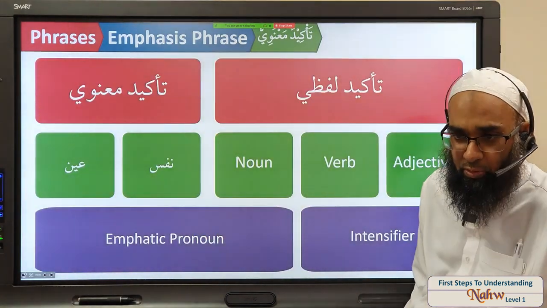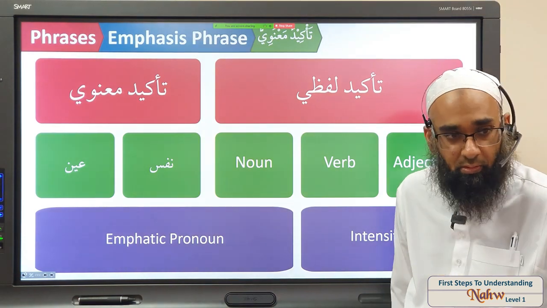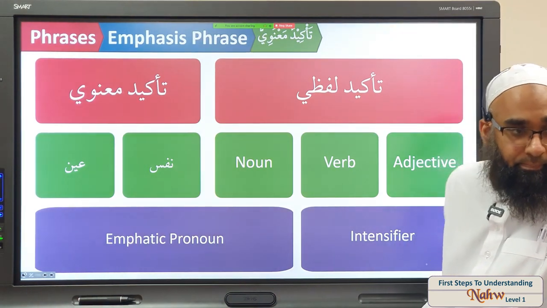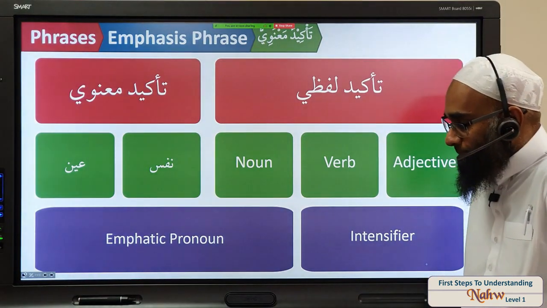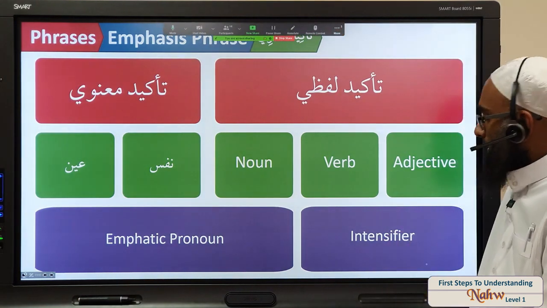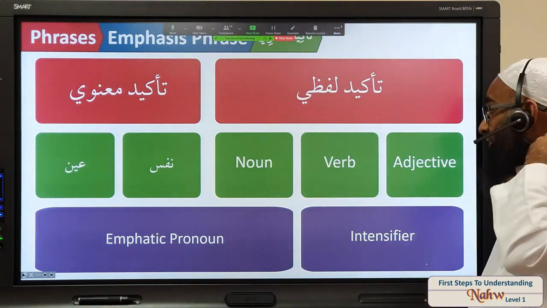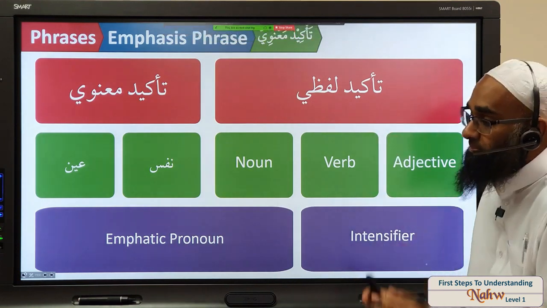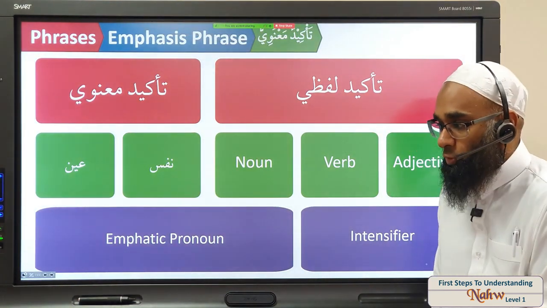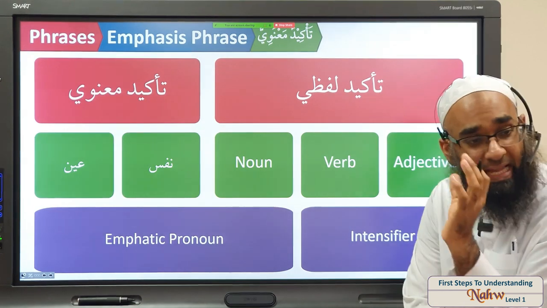Ji. Can you hear a bit of a buzzing noise in the background? No? Okay. Now here, I want to summarize this ta'keed lafzi and ta'keed ma'nawi. Right. So, if we had, what's ta'keed lafzi mean?